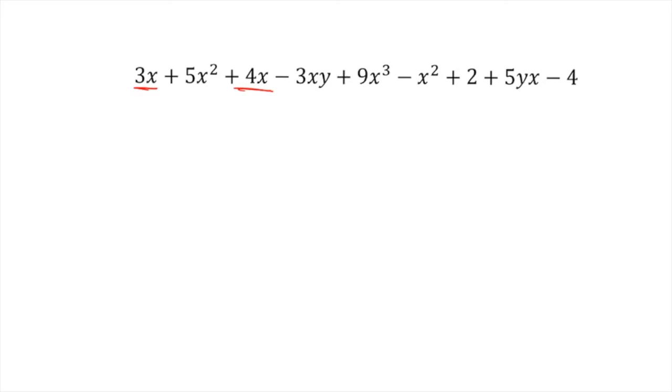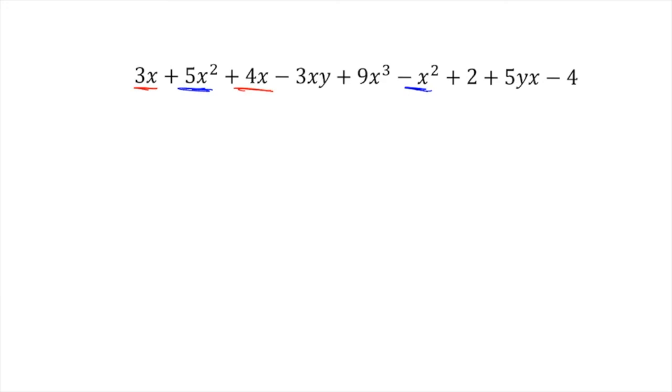Let's then look at this one, the 5x squared. Where are its friends? Well, again, it's got to have exactly the same. So x squared, not x cubed, not x to the 4, not x. It's got to be an x squared. Well, where's its friends? There, and I think that's it. There's no more.